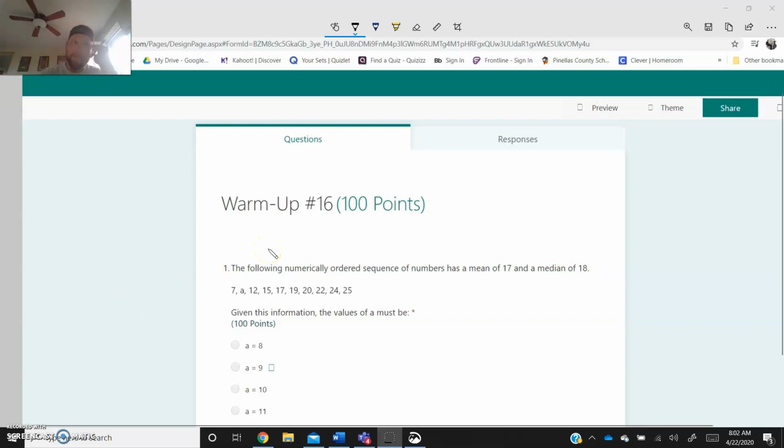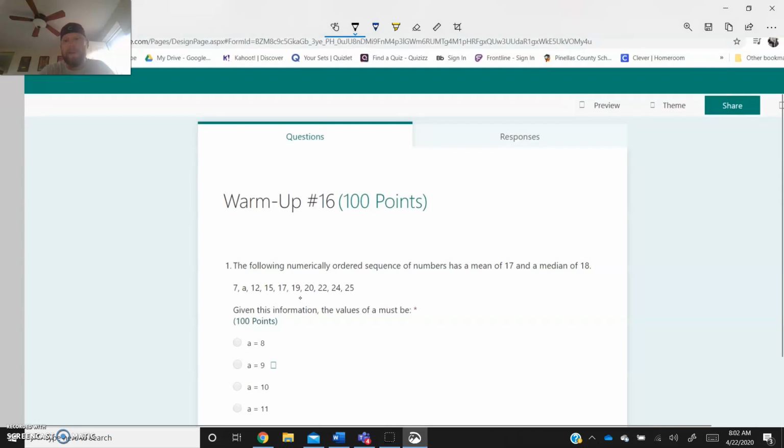Let's look at warm-up number 16, the answer. Running through the problem, it says the following numerically ordered sequence of numbers has a mean of 17 and a median of 18. The key thing is you need to understand what median stands for and what mean stands for. Median is that middle number. Well, A is definitely not going to be the middle number, so I know that this is just added garbage that I don't need.